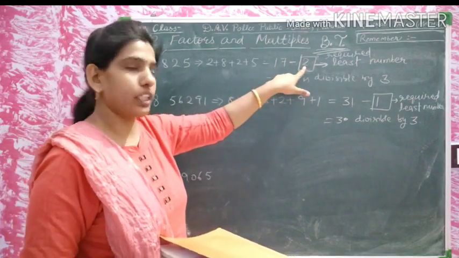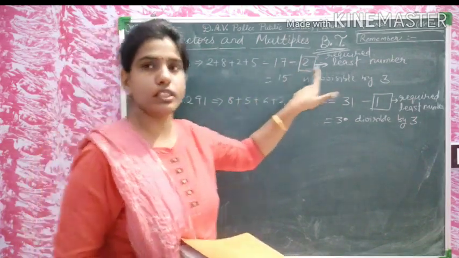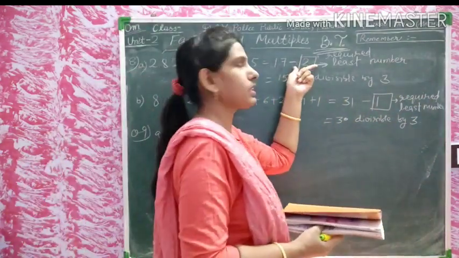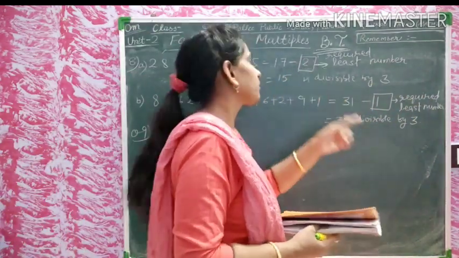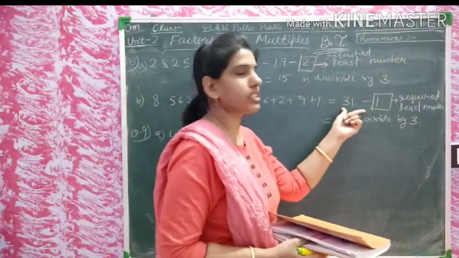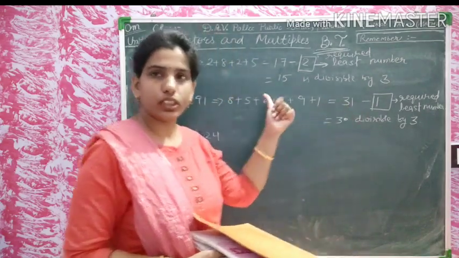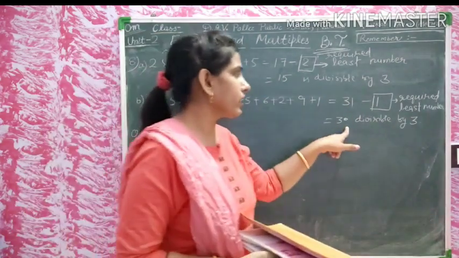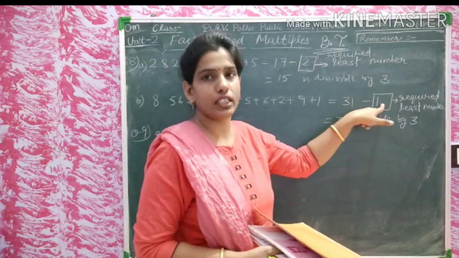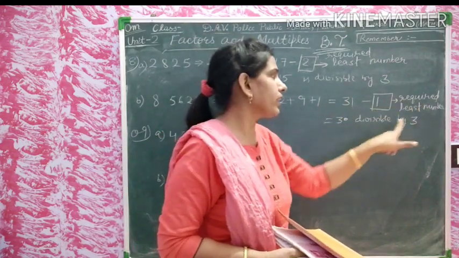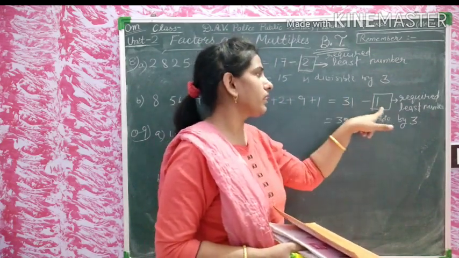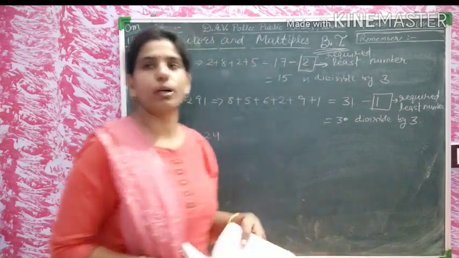If we subtract 2, then it is 15. It means this is divisible by 3. The least number that should be subtracted here is 2. So the answer is 2. And in this number, we add these two digits. There is a 31. And before 31, what number is divisible by 3? That is 30. It means we have to subtract the least number, that is 1 here. 1 is the least number required, which should be subtracted from 31 so that it is divisible by 3.